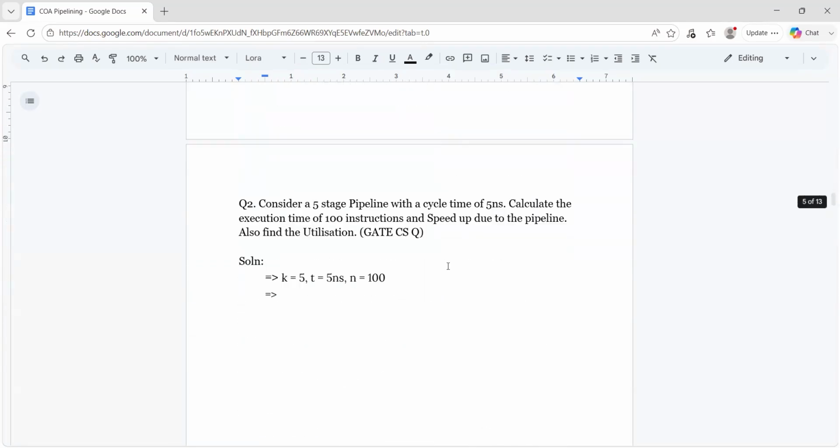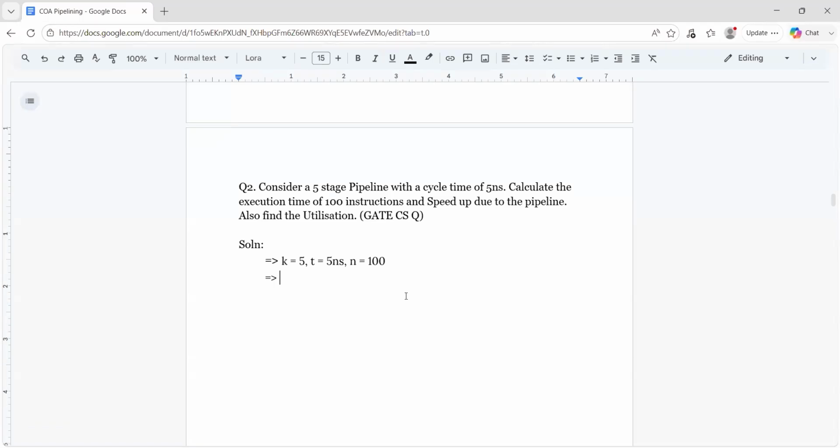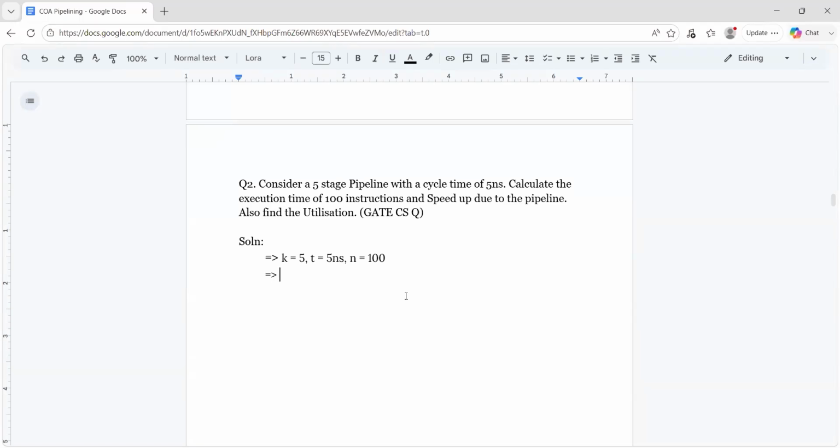Now, we are getting into the first GATE question. Consider a 5-stage pipeline with a cycle time of 5 nanoseconds. Calculate the execution time of 100 instructions and speedup due to the pipeline, and also find the utilization. So we have k equal to 5, cycle time of 5 nanoseconds, and n equal to 100.